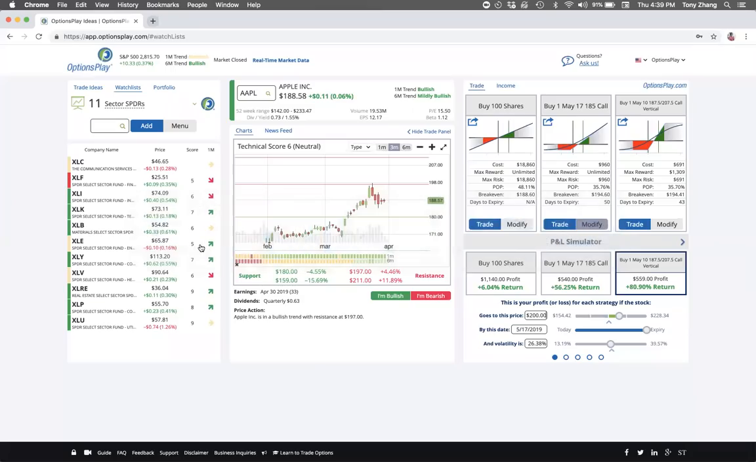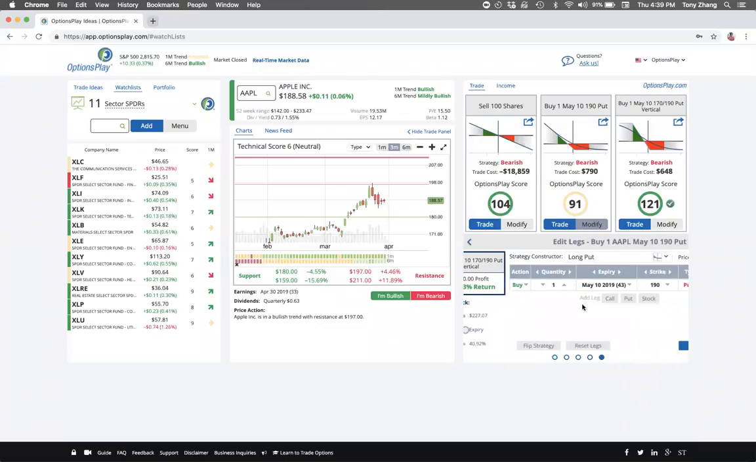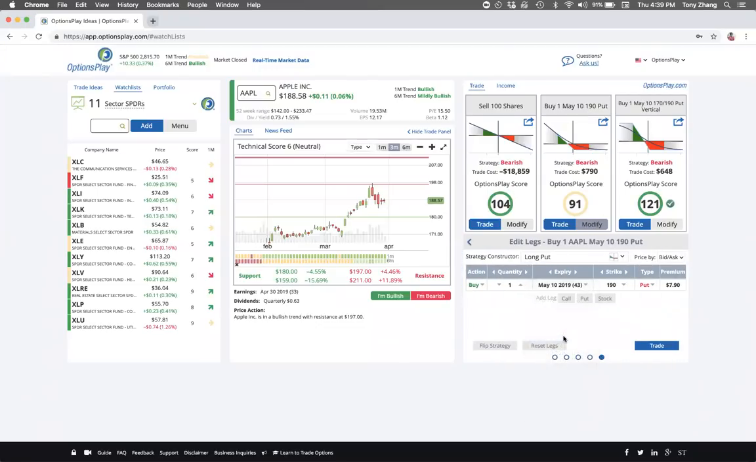So let's take a look at a view on Apple now. So now instead of selecting I'm bullish and looking at 3 bullish strategies, I'm now going to select I'm bearish, and I'm going to take a look at 3 bearish strategies on Apple. So same here. What I'm going to do is I'm going to move this over to the May expiration.